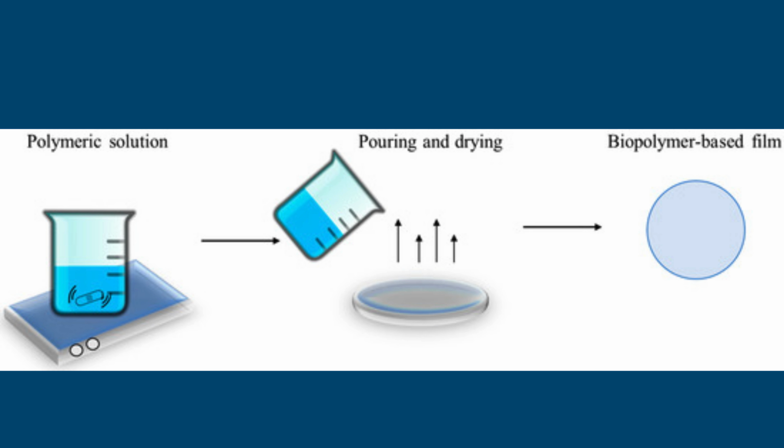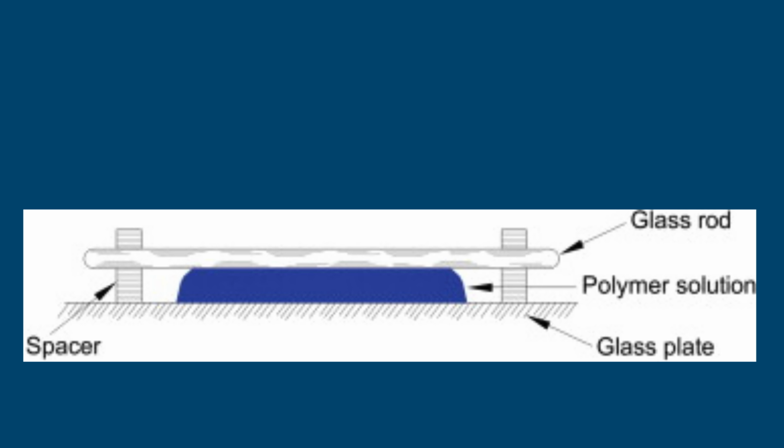The underlying principle is based on solvent evaporation, during which polymer chains gradually reorganize and solidify into a continuous film structure. The kinetics of solvent evaporation play a decisive role in determining film morphology. Rapid solvent evaporation can lead to the formation of pores, surface roughness, and internal stresses, while slower evaporation facilitates molecular chain rearrangement, resulting in denser films with improved mechanical properties. Film thickness is primarily governed by the solution concentration, casting volume, and substrate dimensions.